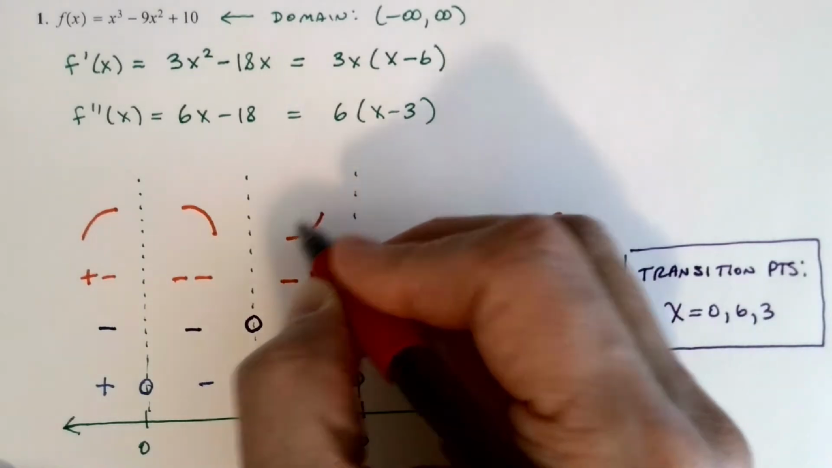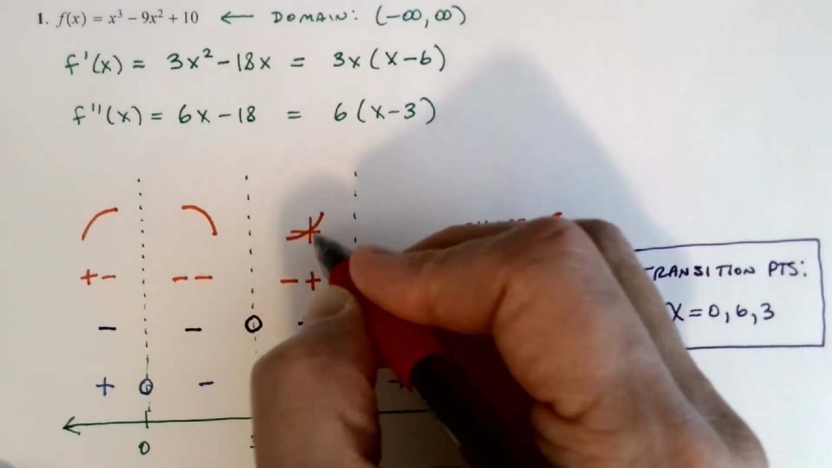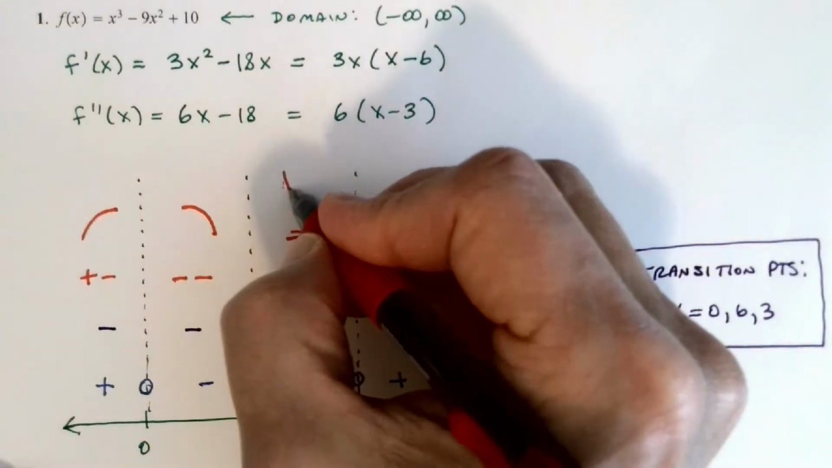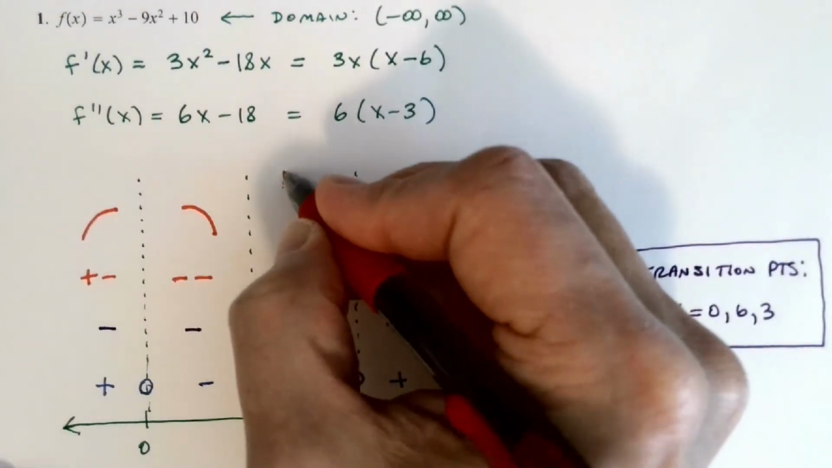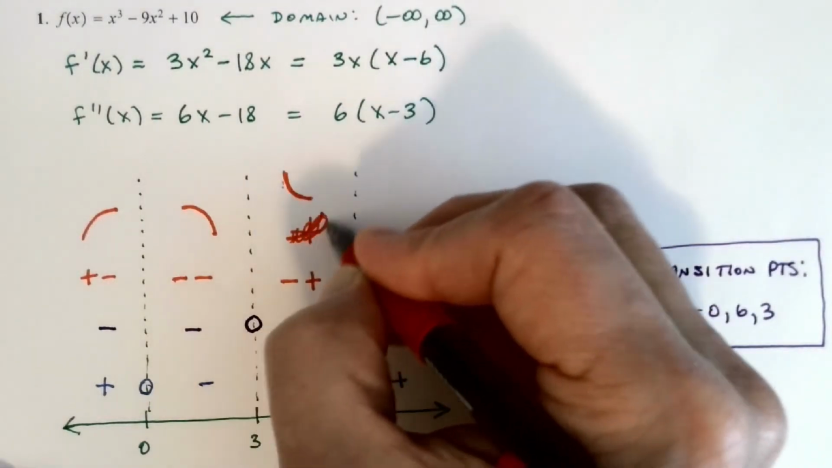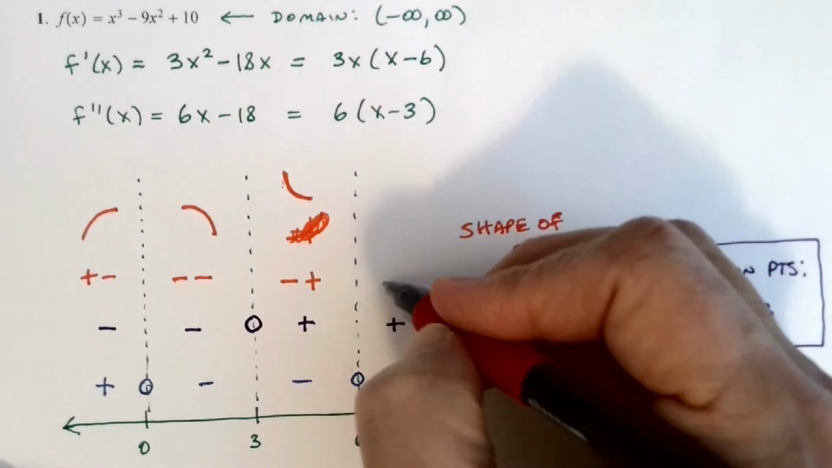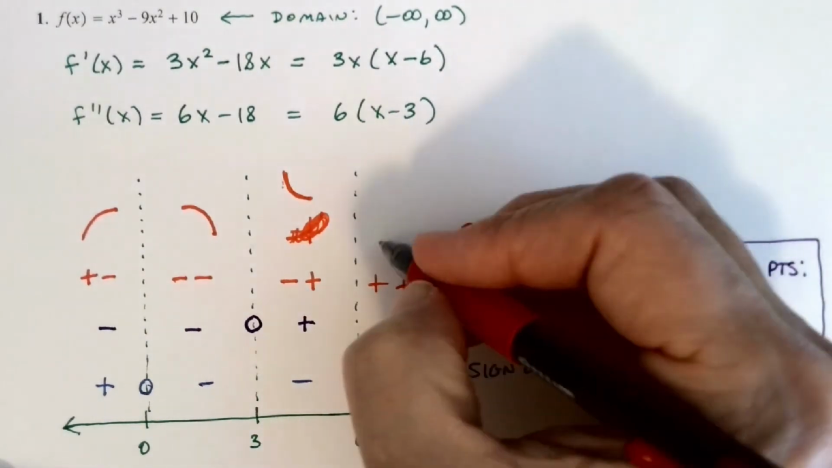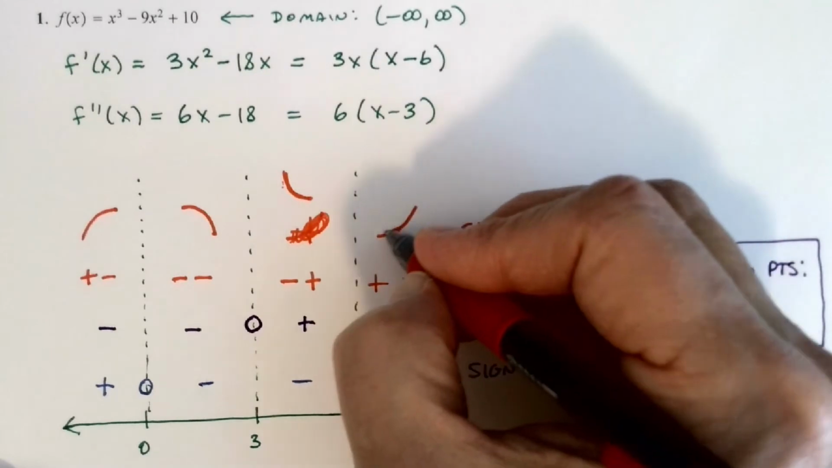Whoops, that's not correct. Decreasing, concave up. I drew increasing, concave up. And then plus, plus, increasing, concave up. That's where I want this piece here.